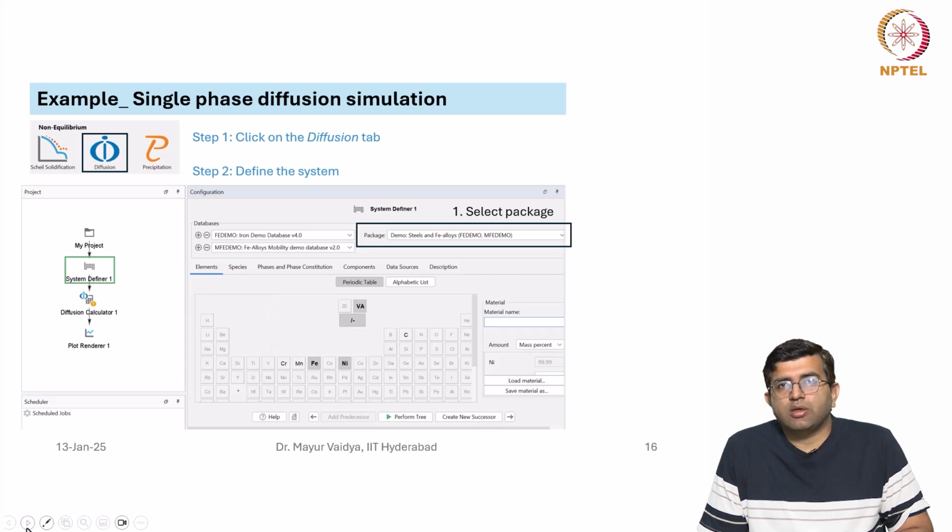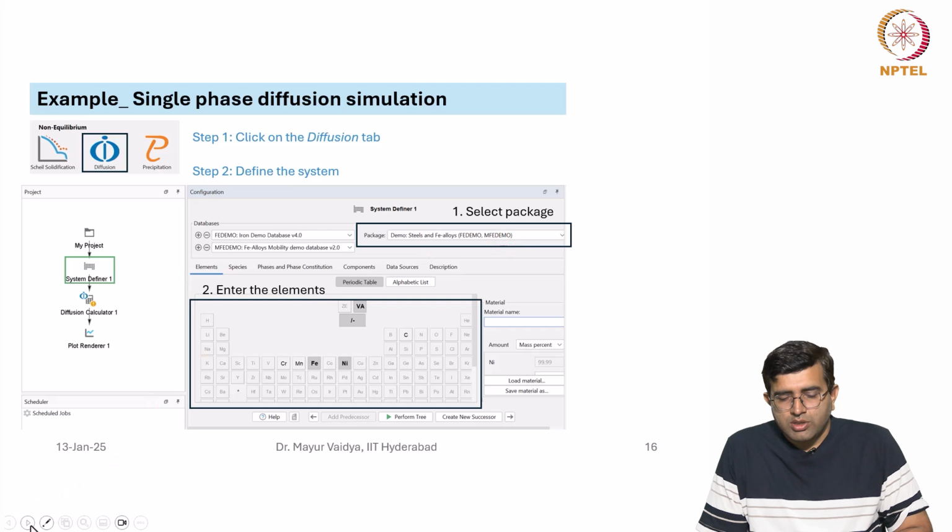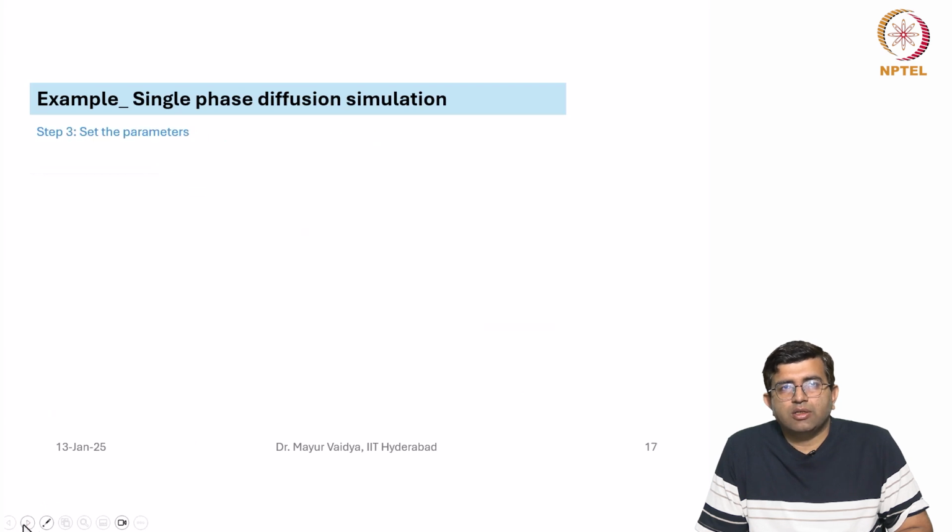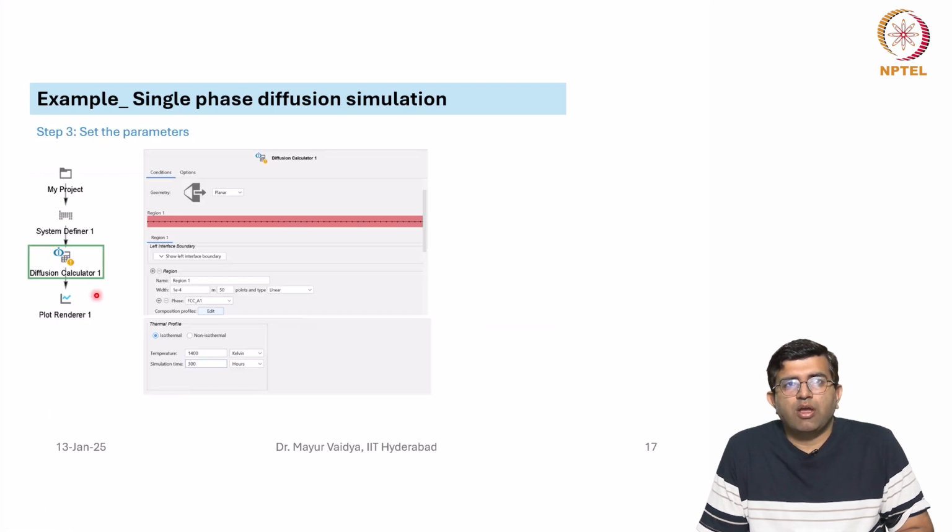Here, this is the whole package which contains FE demo and mobility FE demo. So you can choose the systems. For example, here we have chosen iron and nickel. Then once we go to the next step, we have to put the diffusion calculator now. And once you select the diffusion calculator, you will see this kind of a window.